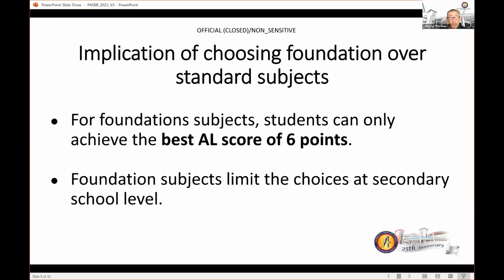So again, these are the points that we have mentioned before: the foundation subject AL score is at best 6 points, and foundation subjects will also limit the choices of subjects at the secondary level. You'll find that if your children are taking foundation subjects, most likely they will not be able to take the subject at the higher level in secondary school. So these are some of the points that we will need to consider.